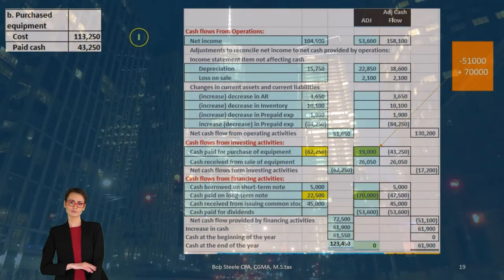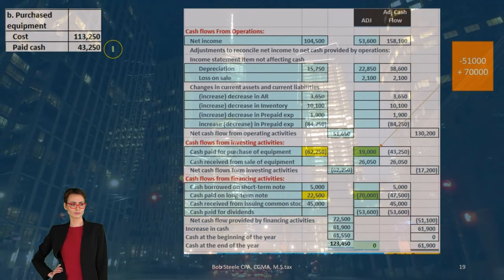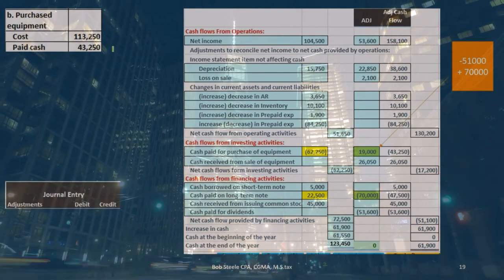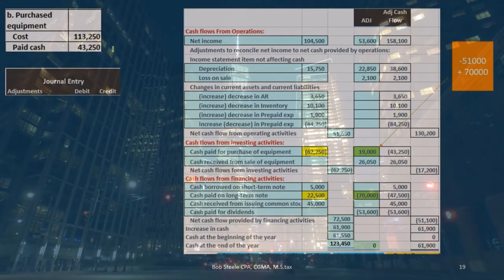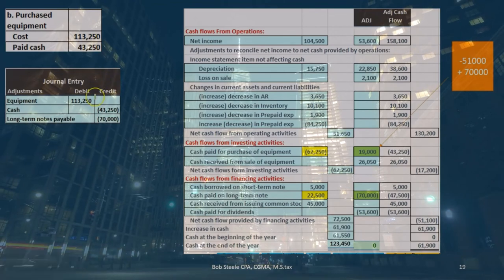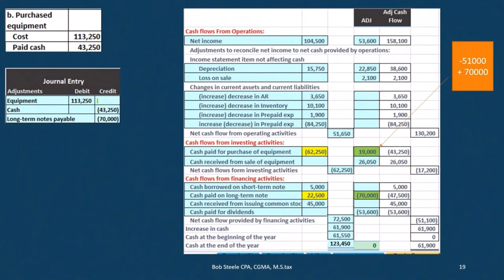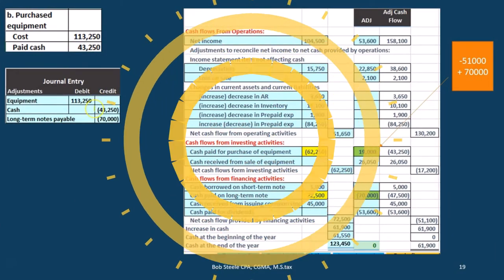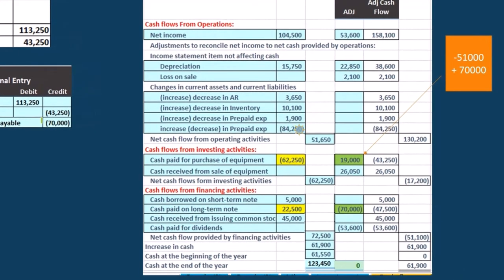And here we had a purchase of equipment, which cost $113,250, and we paid cash $45,250 for it. So what must have been the journal entry? We can go dig through the GL, find the journal entry, and we must have debited equipment for the cost of equipment $113,250. We credited cash. That's how much we put down on the equipment. Then we financed the rest for the $70,000.